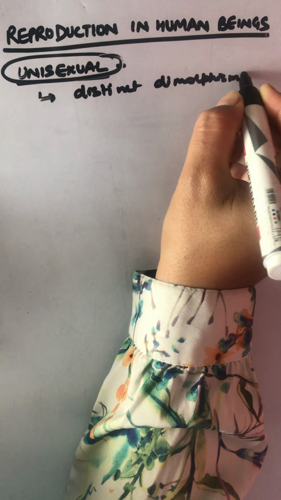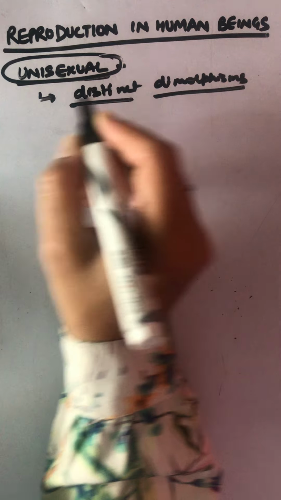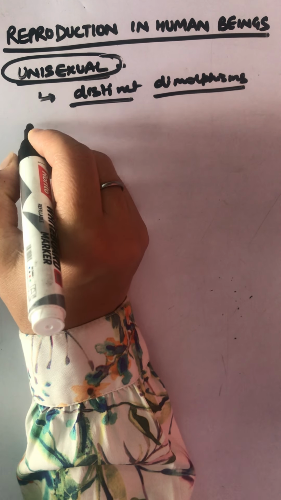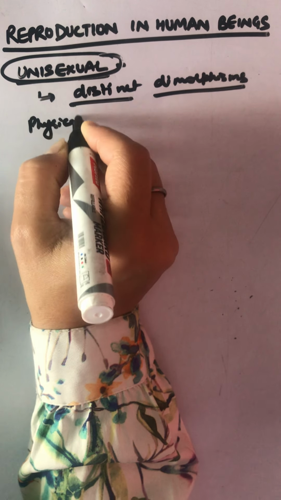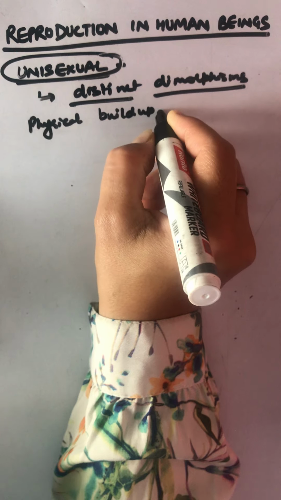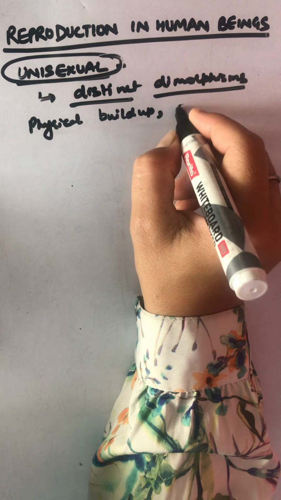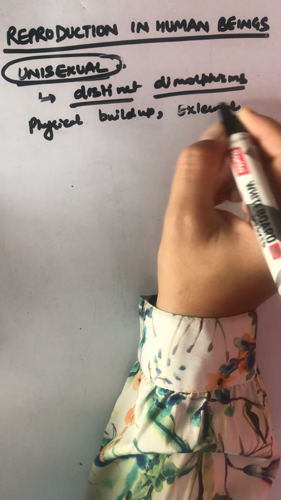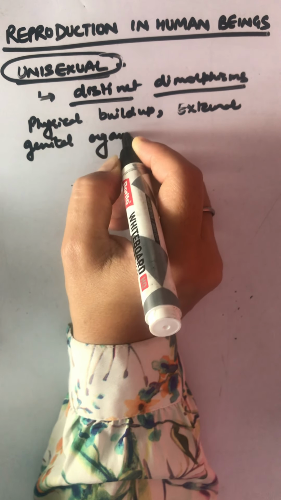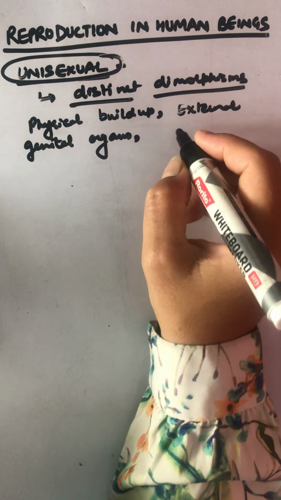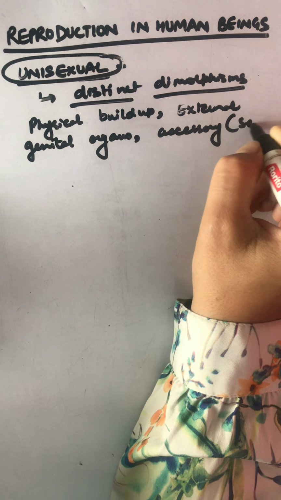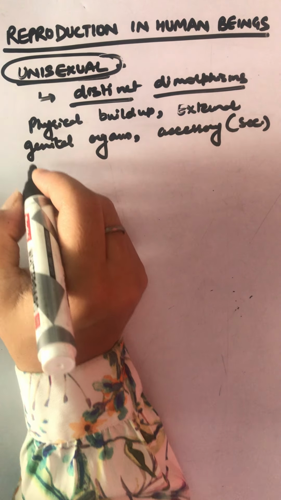This means unisexual, where we say there is distinct dimorphism. It stands for that both males and females are different from each other in their physical build-up, external genital organs, and accessory, which we call secondary sex characteristics.